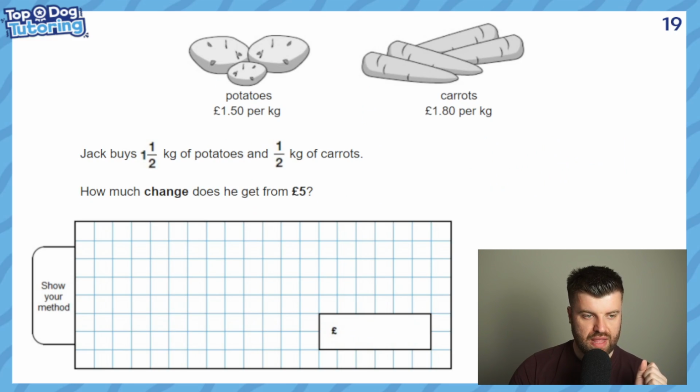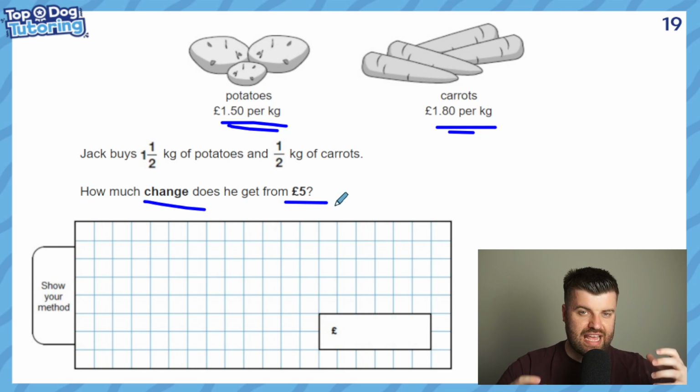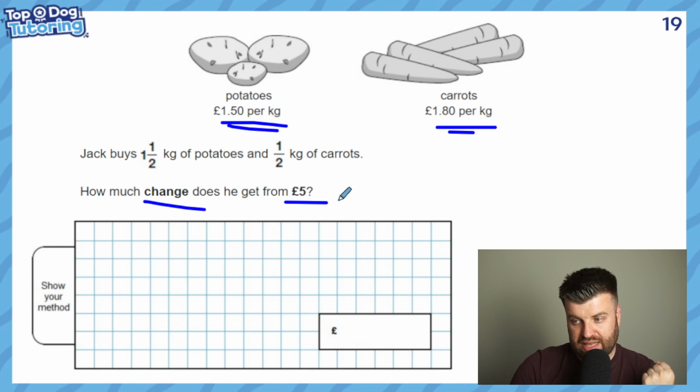Let's take a look at this one. Jack buys 1.5 kilograms of potatoes and 0.5 kilograms of carrots. We're given a price per kilogram, so we're going to have to use the fractions to work that out. And how much change do I get from £5? This question is in here because it shows you how, yes, we can have a fraction question, but it can bring in other aspects of maths as well, in this case, money and change.